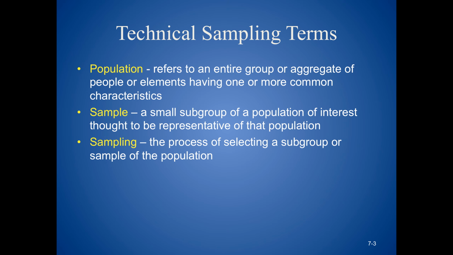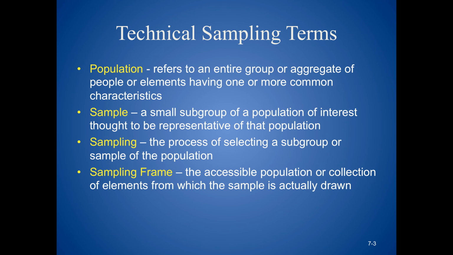Sampling is the process or the procedure of selecting a subgroup or a sample of the population. And the sampling frame is the accessible population or collection of elements from which the sample is actually drawn. So a couple different technical terms, and you should be aware of these. Also, you should be aware of the typical steps that are involved in getting participants or volunteers for a study.